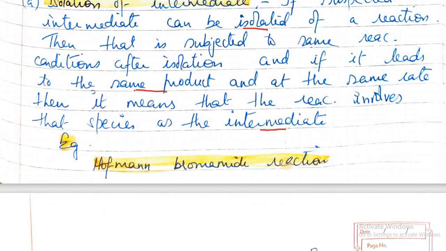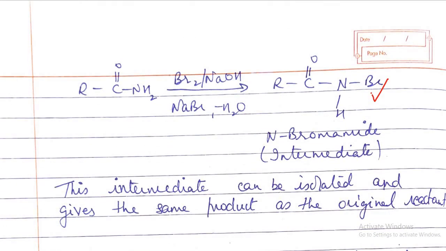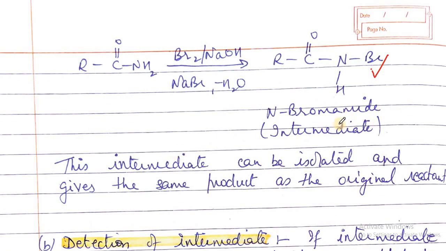Example, in the Hofmann bromamide reaction, acid amides are treated with bromine in the presence of sodium hydroxide, and N-bromoamide is formed as an intermediate. When this intermediate is isolated and given the same reaction conditions, the final product is formed, and this indicates that it is an intermediate involved in this reaction. By this we can find out the further mechanism for the reaction.